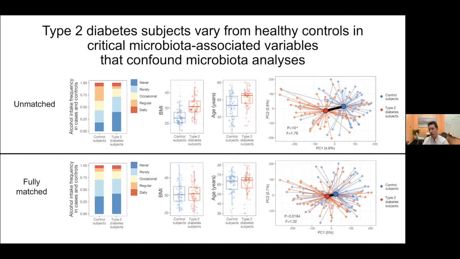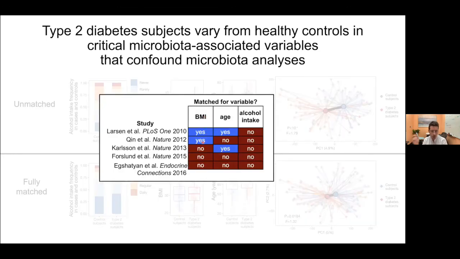Do studies in the wild, really, is it realistic that we might see this level of mismatching among studies out there? And we were surprised to see that actually, even among high impact studies, none of them actually matched for all three of these confounding variables, likely because alcohol intake was an underappreciated confounding variable.